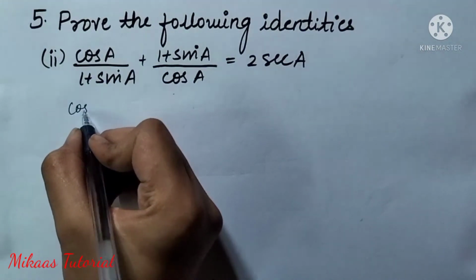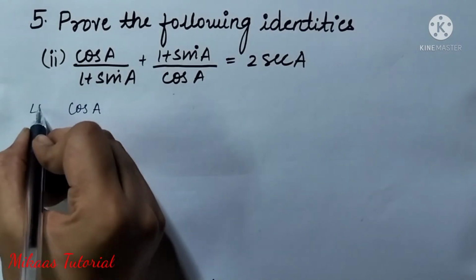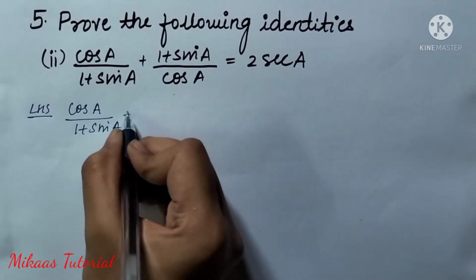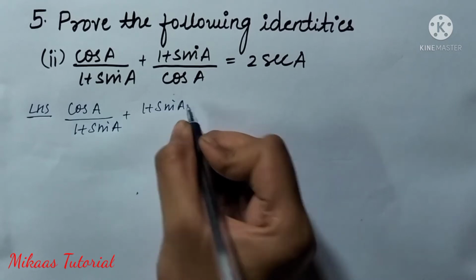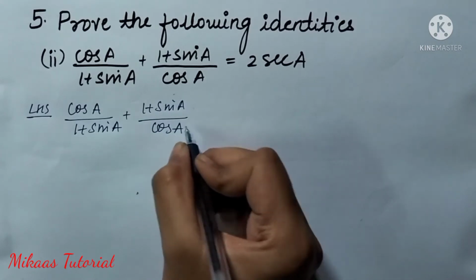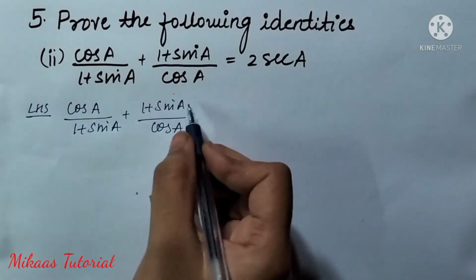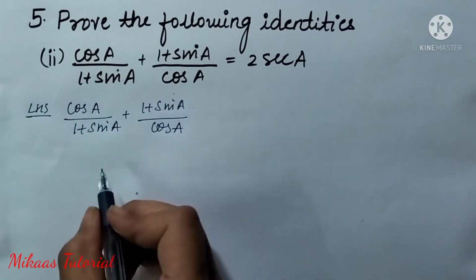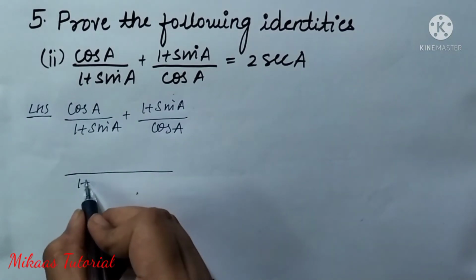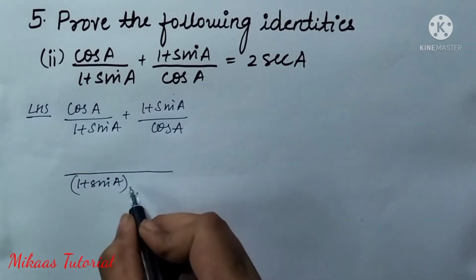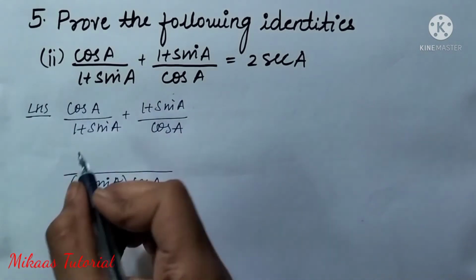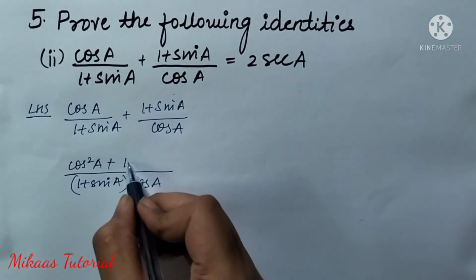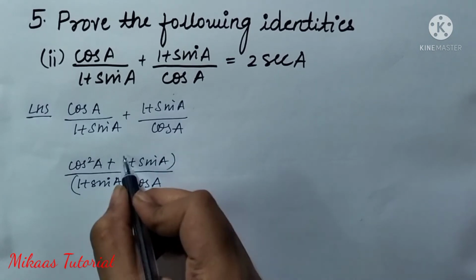So we'll take the LHS. Let me write it. Cos a by 1 plus sin a plus 1 plus sin a divided by cos a. Now take the LCM of this, because we don't have any other thing to do here. For 1 plus sin a also we don't have any identity. So just take the LCM, which means 1 plus sin a into cos a. Cos a into cos a is cos square a plus 1 plus sin a, and here also 1 plus sin a. So 1 plus sin a the whole square.